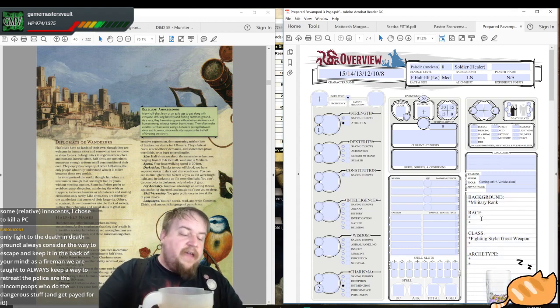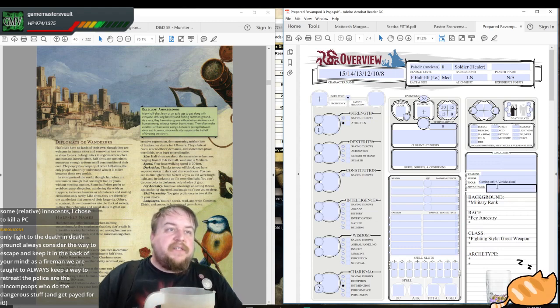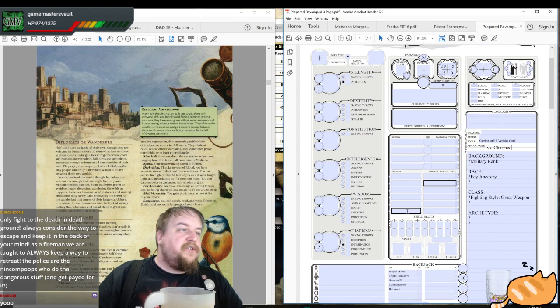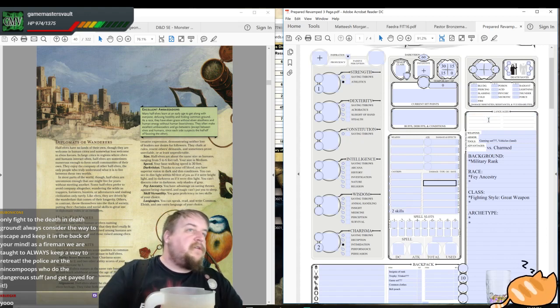We have Fey ancestry. We cannot be magically put to sleep, and we have advantages versus being charmed. We're going to get proficiency in 2 skills of our choice. I'm going to make a little note down here, 2 skills. And our languages are going to be Common, Elven, and something else.